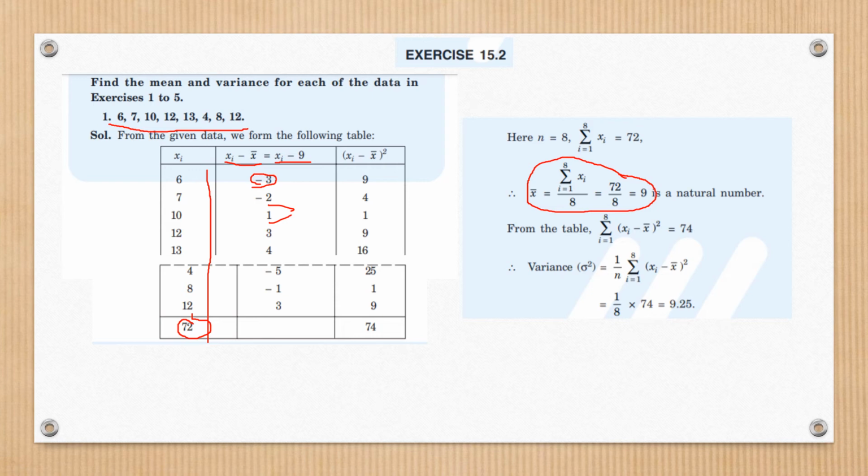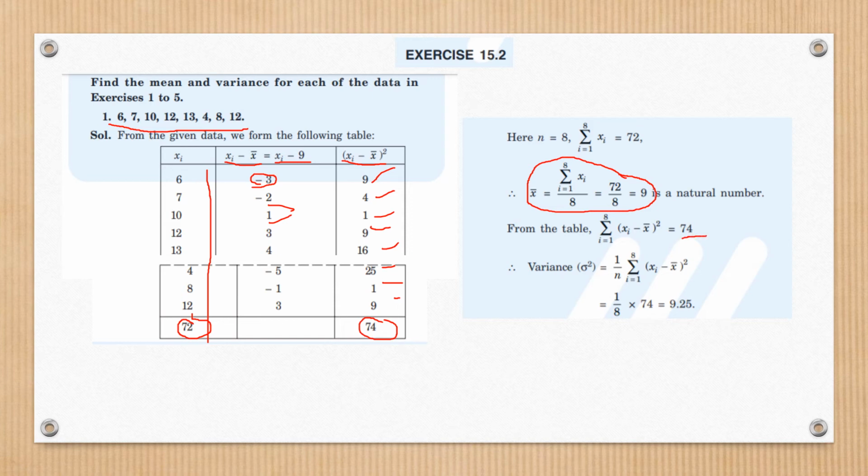Now instead of calculating xi minus x bar whole mod, here we will calculate xi minus x bar whole square. So it is 9, this is 4, this is 1, this is 9, 16, 25, 1, 9, and the total is 74. And now the sum of these total is given by 74.